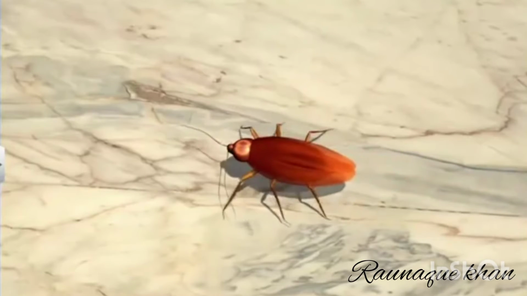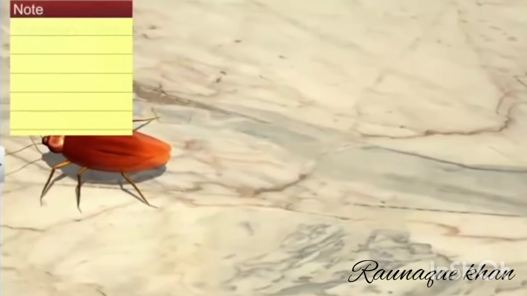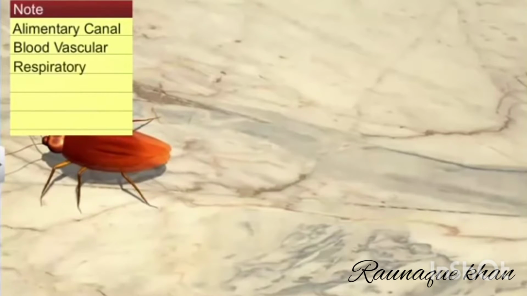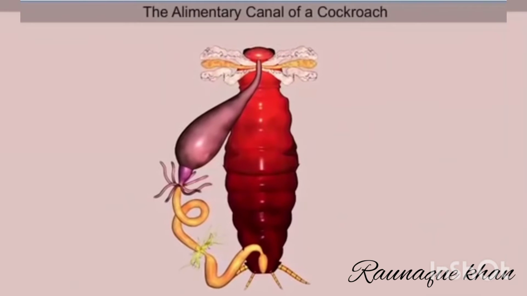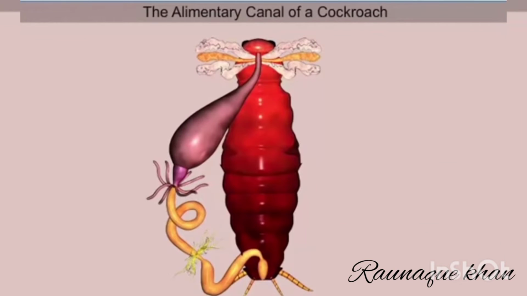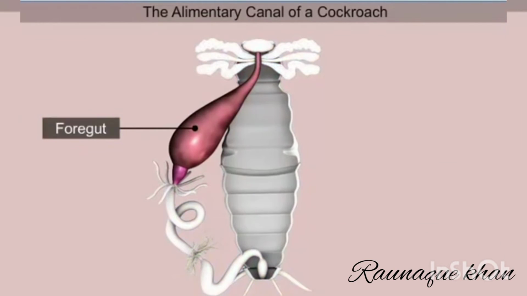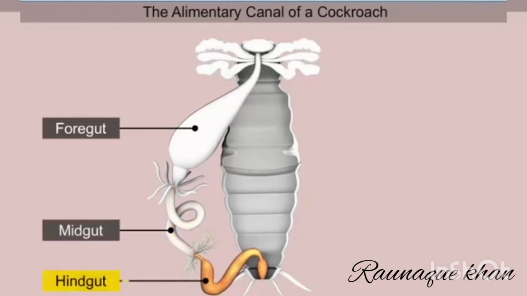Anatomical features of a cockroach, such as the alimentary canal and the blood vascular, respiratory, excretory, nervous, and reproductive systems. The alimentary canal is present in the body cavity and is divided into foregut, midgut, and hindgut.